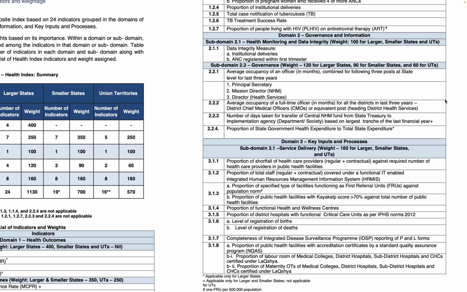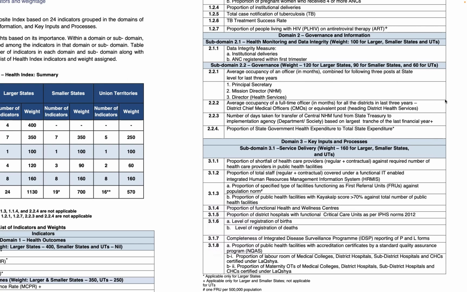Average occupancy of a full-time officer in months, how many months he or she was staying at that particular position in the district in the last 3 years. District chief medical officers or equivalent post heading district health services. Number of days taken for transfer of central NHM fund from state treasury to implementing agency. See, the money is coming from government of India. From government of India, the money goes to state treasury, and from state treasury to that particular implementing agency, that is society, department, hospital, PHC.